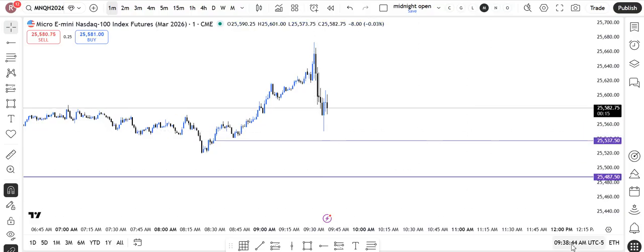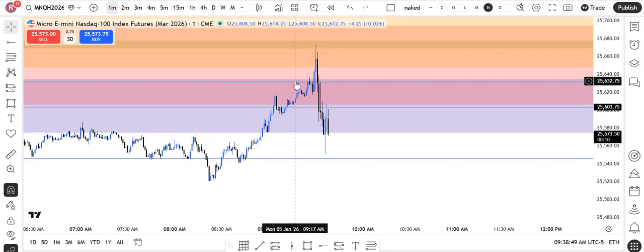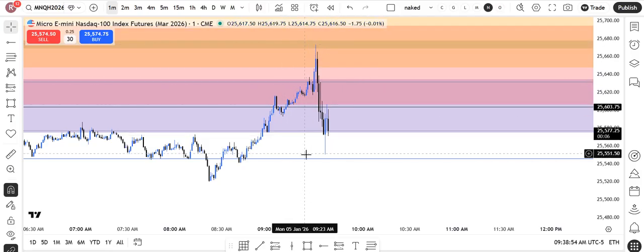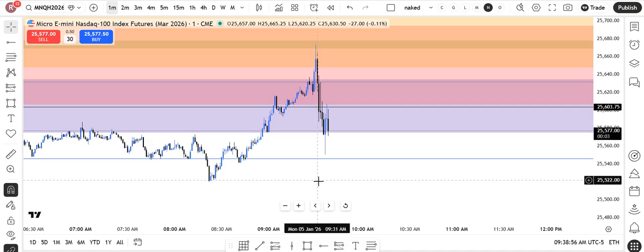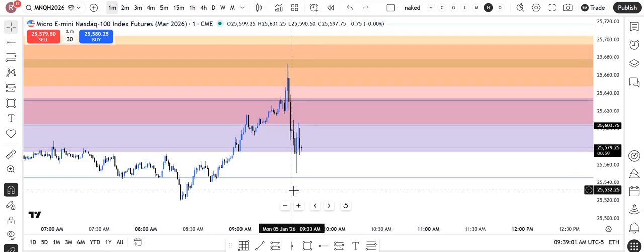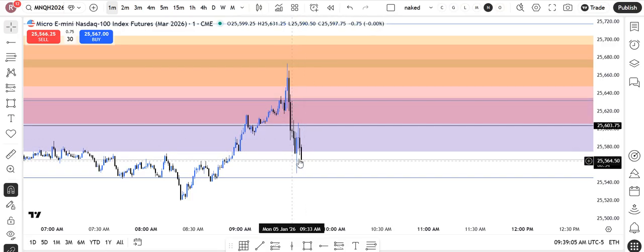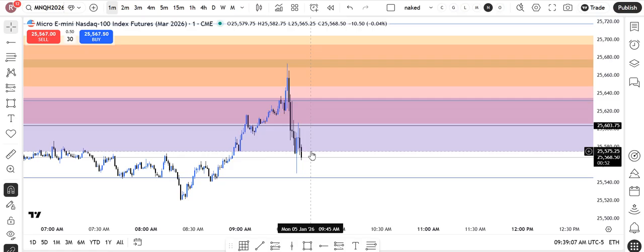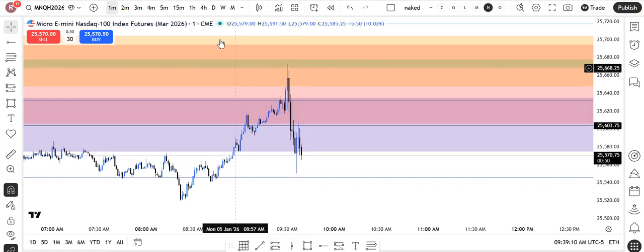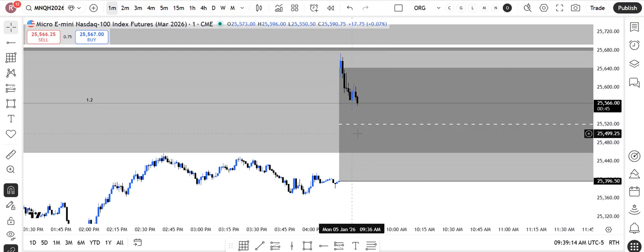So 8 minutes after the open, and it's done exactly what I had expected it to do. It's probably random though. So it's now trading below this volume imbalance. What we should see, and now it's gravitating towards the middle of the opening range gap.